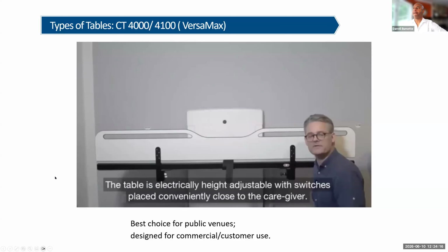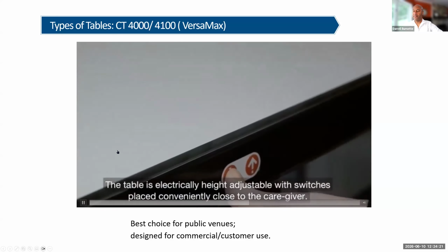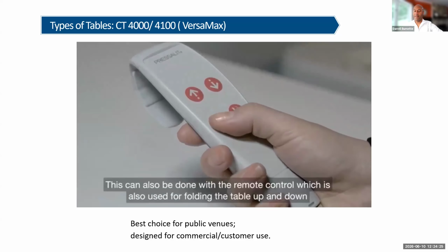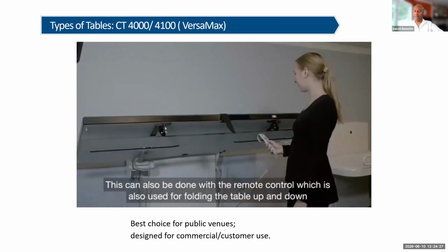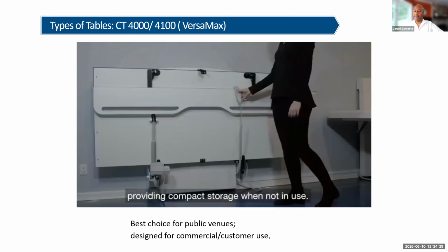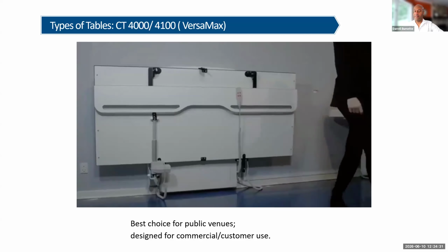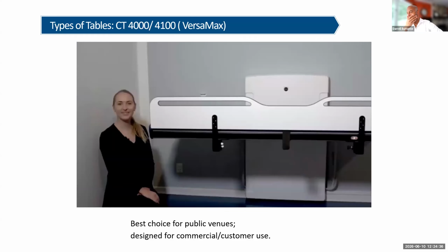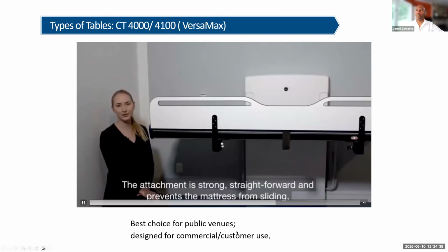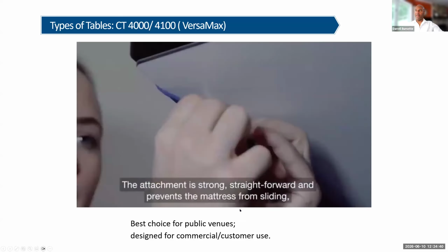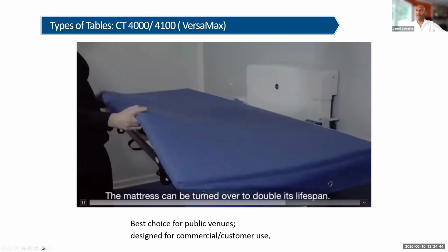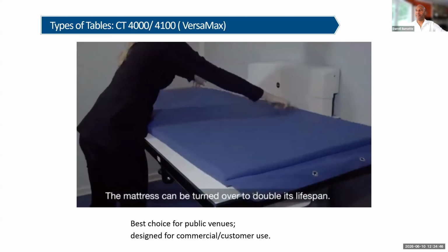The table is electrically height adjustable with switches placed conveniently close to the caregiver. This can also be done with the remote control, which is also used for folding the table up and down, providing compact storage when not in use. The mattress can easily be attached to provide extra comfort. The attachment is strong, straightforward, and prevents the mattress from sliding, both when in use and in folded position. The mattress can be turned over to double its lifespan.